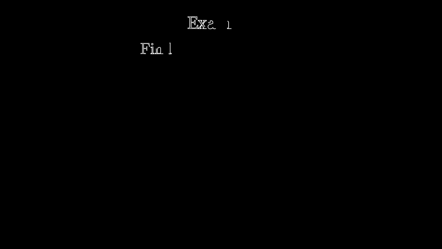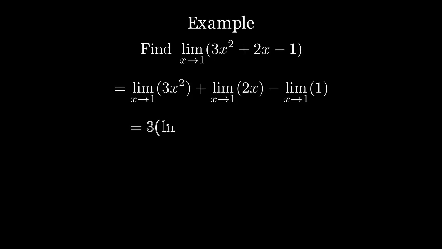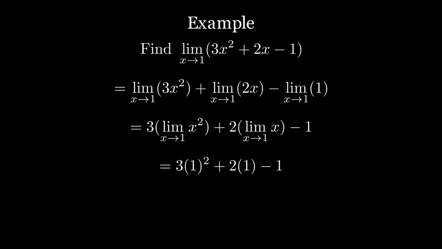Let's see how this works with a quick example. To find the limit of 3x squared plus 2x minus 1 as x approaches 1, we can simply substitute the value in, giving us an answer of 4.